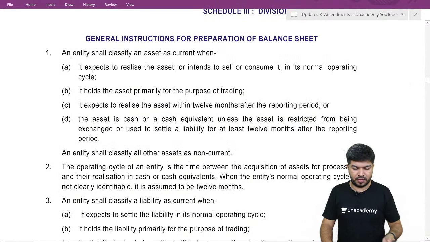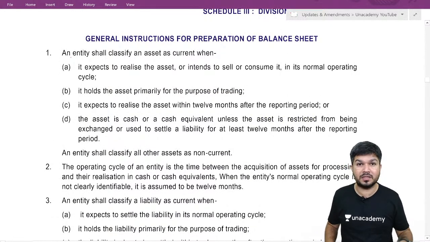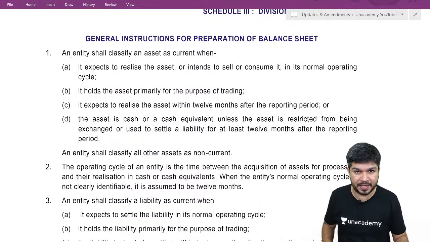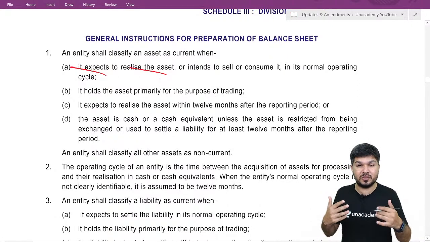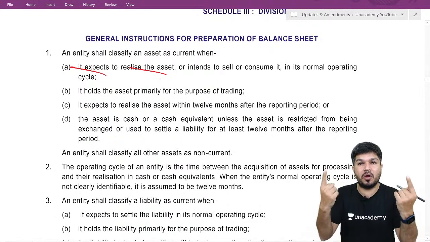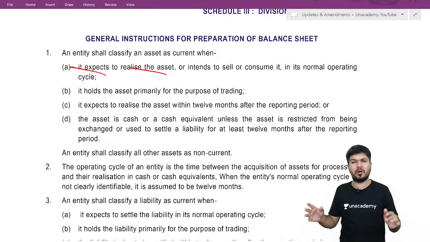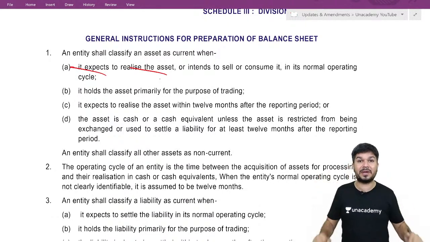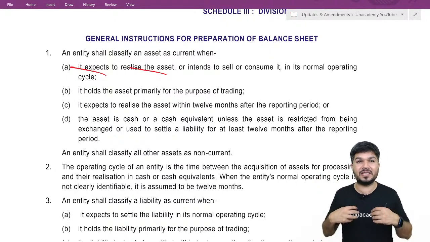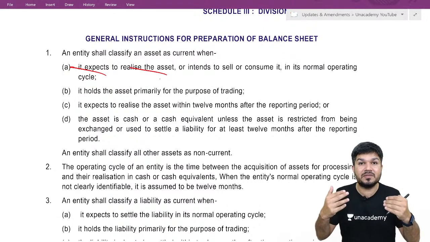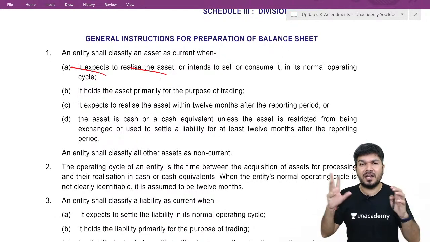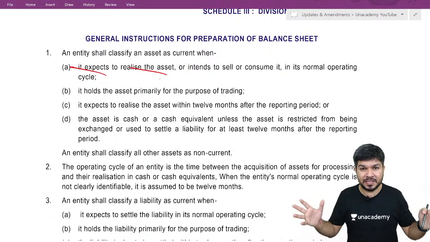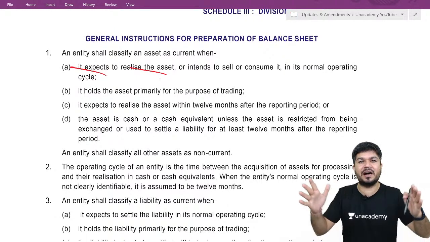Okay. Now, what is a current asset? What is a current liability? The current asset is an asset which satisfies any of the following criteria. It's expected to be realized or it's intended to be sold or consumed within company's normal operating cycle. Anything which will be realized in normal operating cycle, it's always current asset. Number 2, it's primarily held for being traded. Number 3, it is expected to be realized within 12 months from the reporting date. And 4th, if it is cash or cash equivalent, it's always a current asset unless it's restricted from being used to settle a liability for a period at least 12 months after the reporting date.